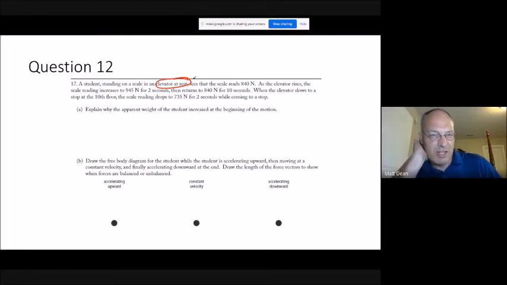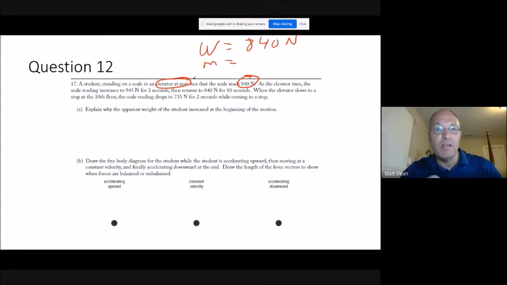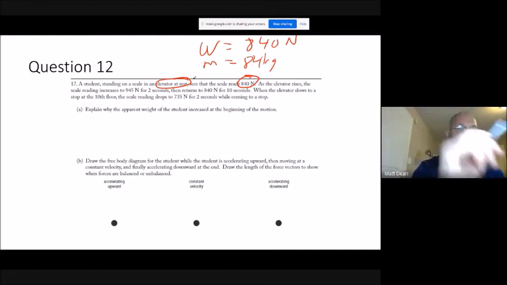Well, if the elevator's not moving, that means there's no net force on the elevator or the student, which means that this number right here, 840, that's his weight. And therefore his mass is going to be equal to his weight, 840, divided by g, 10. So his mass is going to be 84 kilograms. That's his real weight and his real mass. As the elevator rises, the scale reading increases to 945 newtons for 2 seconds.